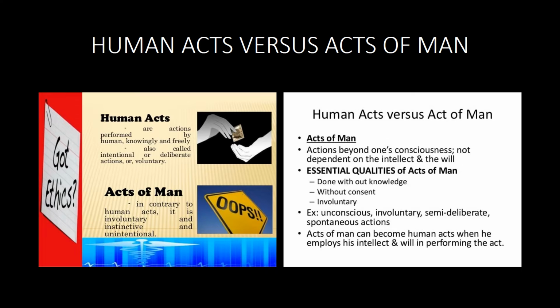Hindi ito dependent doon sa ating intellect and our will. Essential qualities of acts of man: done without knowledge, without consent, involuntary. For example, we have unconscious, involuntary, semi-deliberate, spontaneous actions. Again, acts of man can become human acts when he employs his intellect and will in performing the act.